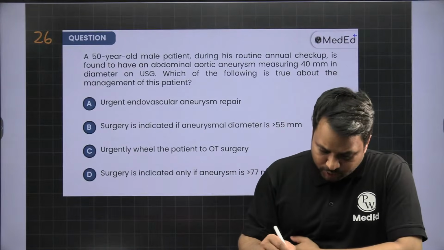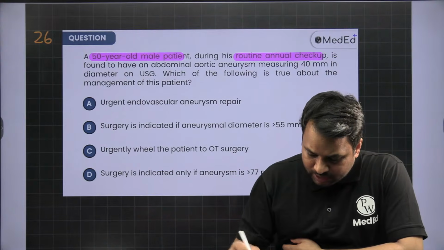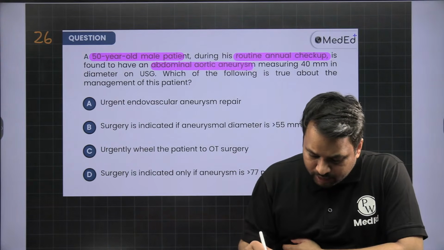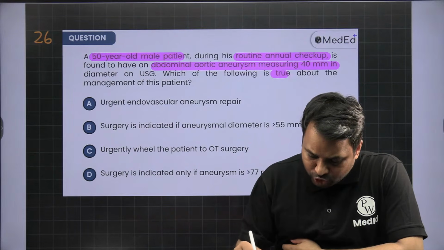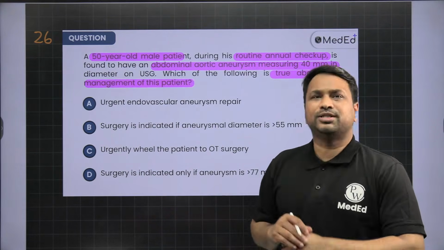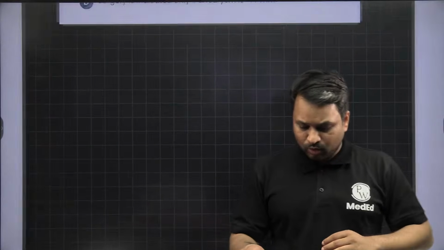Question number 26, what do you have? I have a 50-year-old male presented with a routine annual checkup found to have an abdominal aortic aneurysm of 40 millimeters, right? Which of the following is true about the management of this patient? Again, abdominal aortic aneurysm management is very, very important. We'll quickly go ahead.